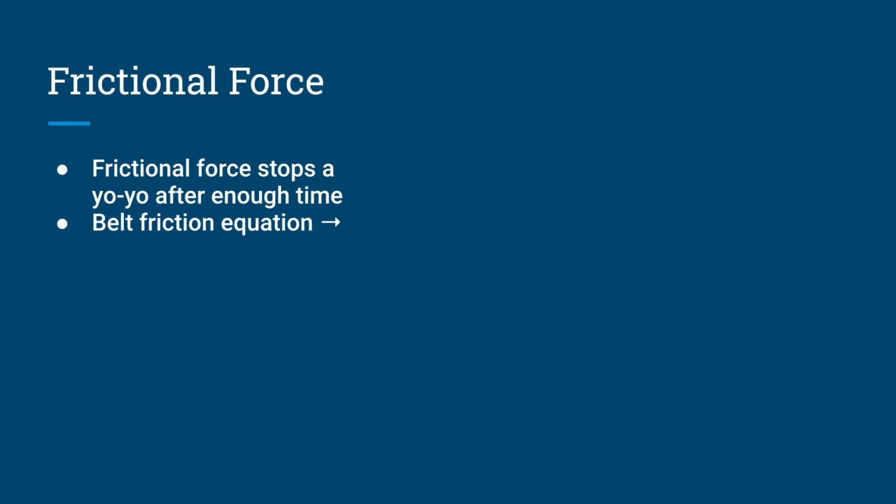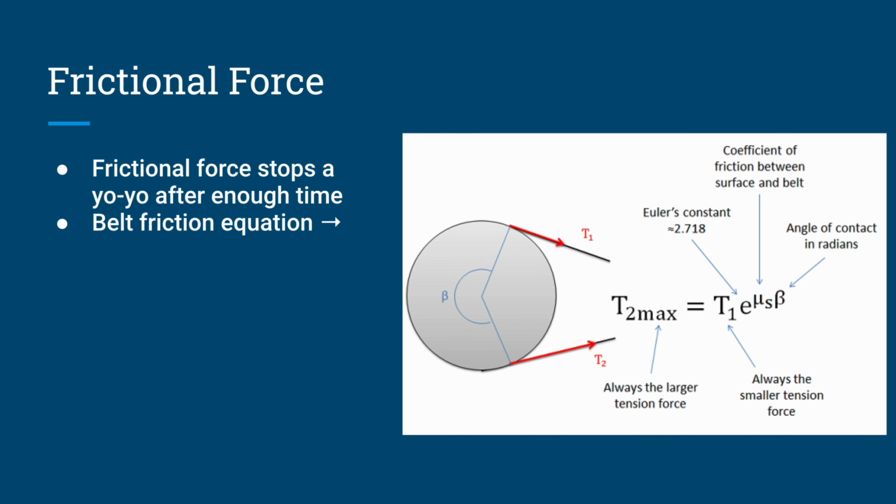Frictional force is used to stop a yo-yo if the hand of a person playing with it does not interfere before enough time has passed. And this can be explained with the belt friction equation. The two T's are the tensions of the string wrapped around the axle, T2 being the larger tension and T1 being the smaller tension. E is Euler's constant, which is raised to the power of the coefficient of static friction between the surface and the belt, and the angle of contact in the unit of radians.